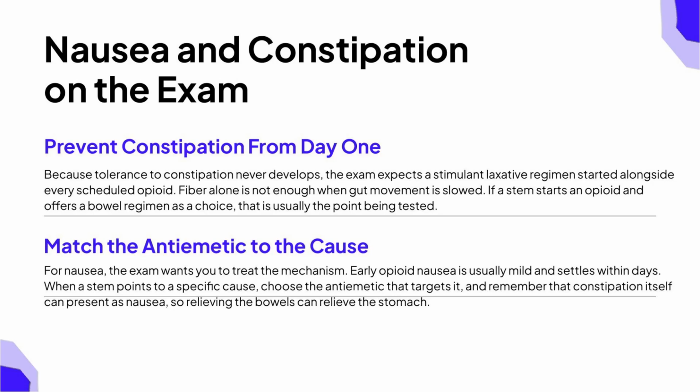If a STEM starts an opioid and offers a bowel regimen as an option, that is usually the point being tested. Second, match the antiemetic to the cause. Early opioid nausea is usually mild and settles within a few days. When a STEM points to a specific cause of nausea, choose the antiemetic that targets that mechanism, and remember that constipation itself can present as nausea, so relieving the bowels can relieve the stomach.